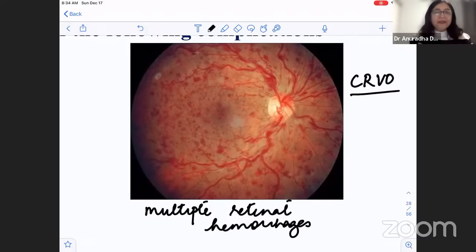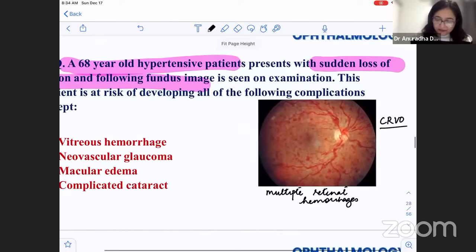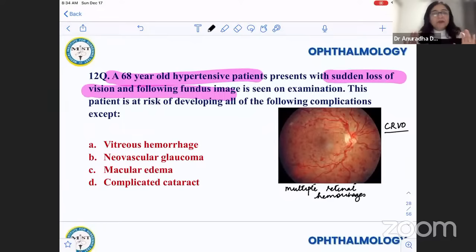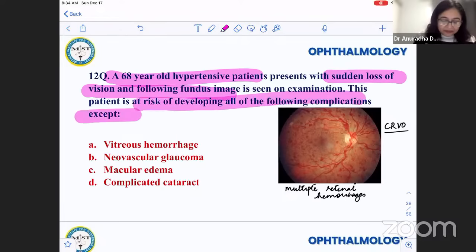All of you should be able to identify the fundus image of central retinal vein occlusion and central retinal artery occlusion. These two fundus images are very simple. You must have seen them a number of times, so you should remember. So this patient's diagnosis you have made. What is the question? This patient is at risk of developing all of the following complications except.